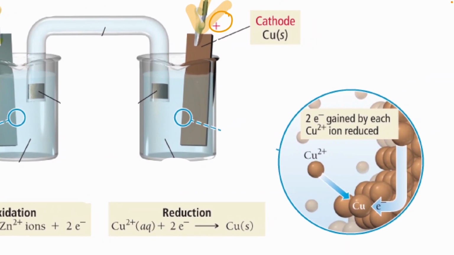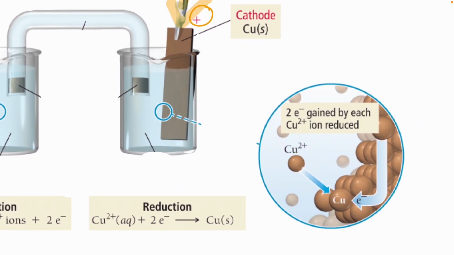In contrast, our cathode, right, we have copper ions in solution that are becoming copper atoms, so our cathode is actually gaining mass as this reaction occurs.